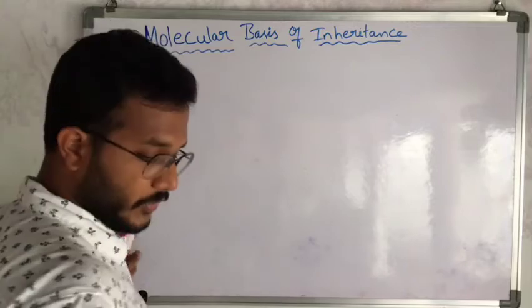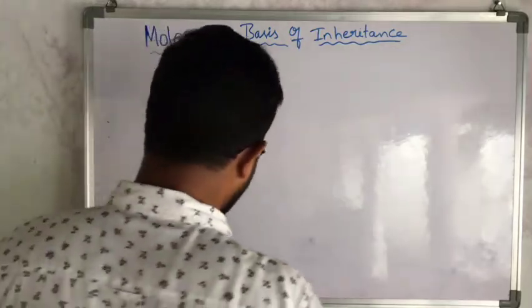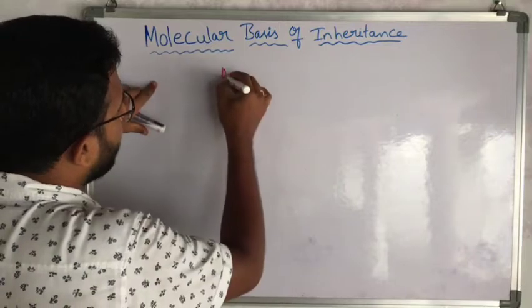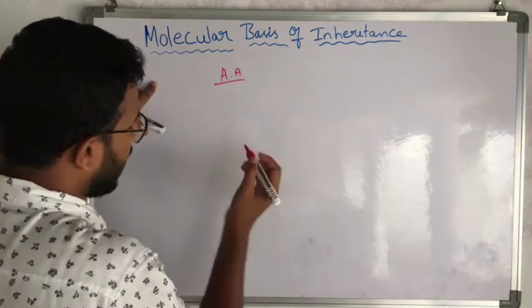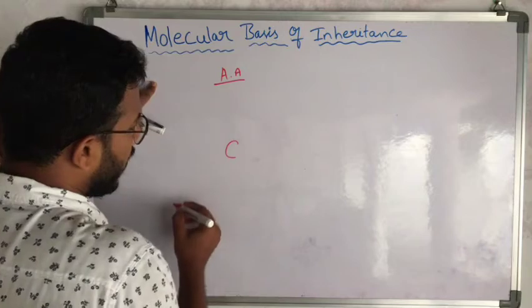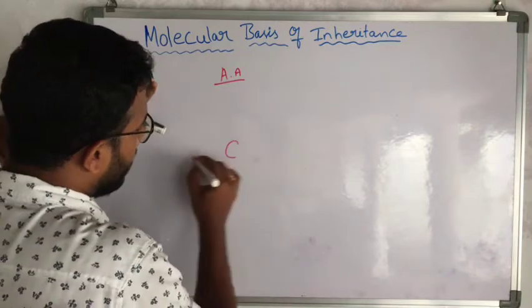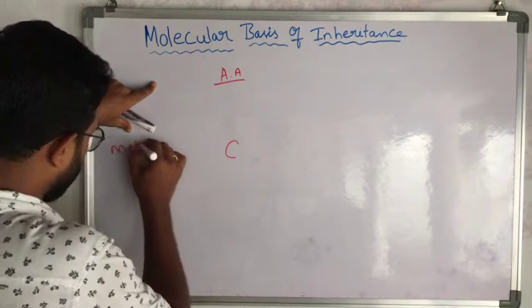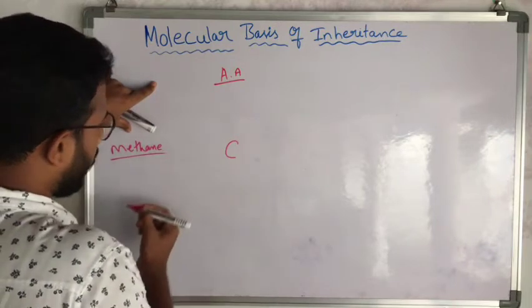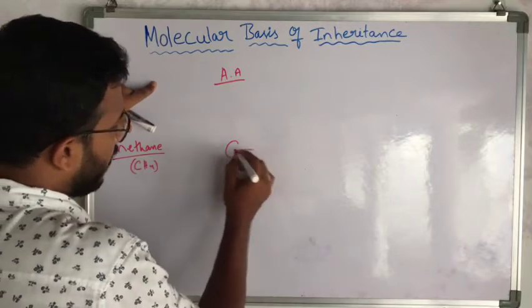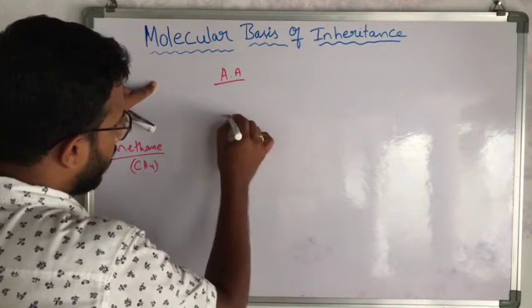This is the broad view of how proteins are made up of amino acids, and now how the amino acids are made up. For example, I am taking an amino acid. It has a common structure with a central carbon atom. In organic chemistry we can see methane. What is the structural formula of methane? CH4.